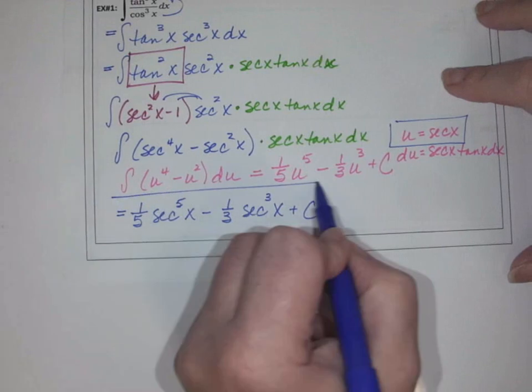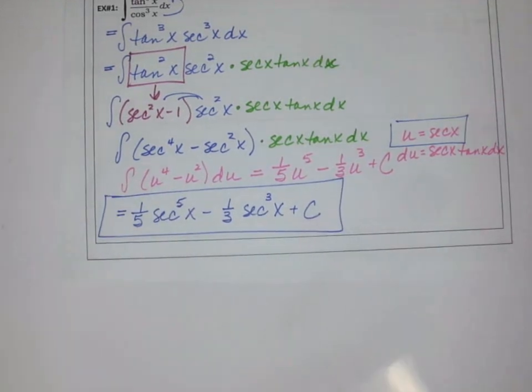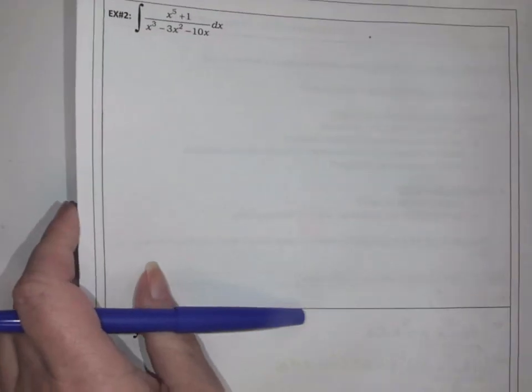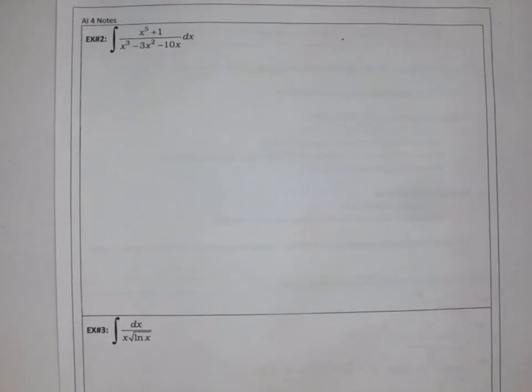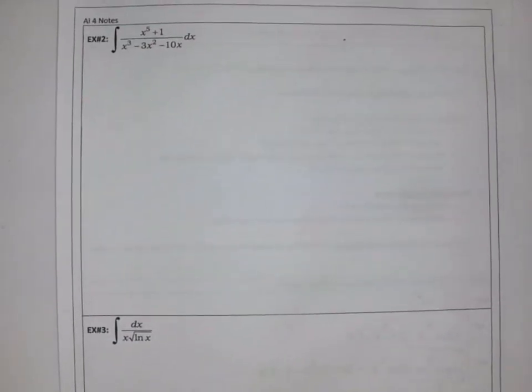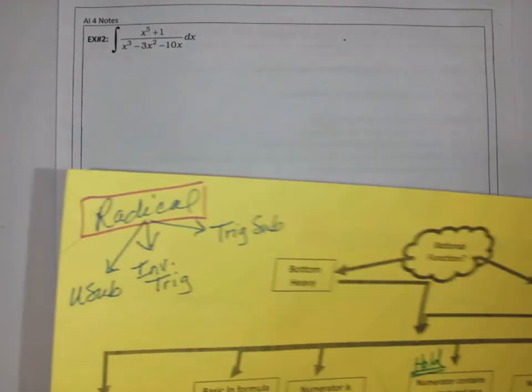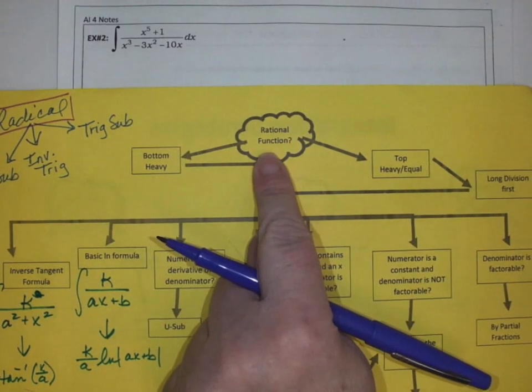All right, so there is my answer for this first one. My second one, let's look. We have (x to the 5th plus 1) over (x cubed minus 3x squared minus 10x). So if I go back to my integration strategies page, this is a rational function.